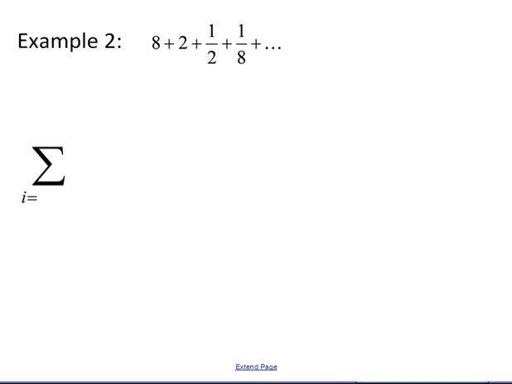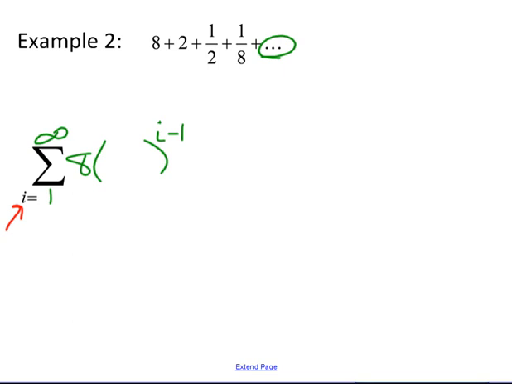So let's do another example. This time I use i, and it doesn't matter what letter we use. Usually k, j, i, those are common ones. We're going to start at 1, and it's infinite. Dot, dot, dot, keeps on going forever, so infinity goes on the top. We need the first term, which is 8. i minus 1.